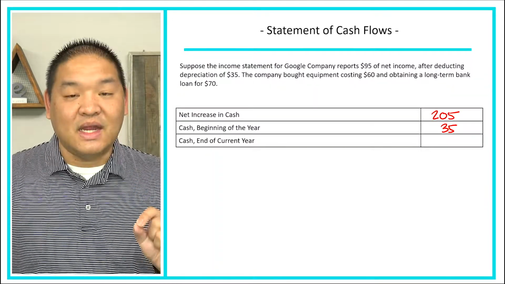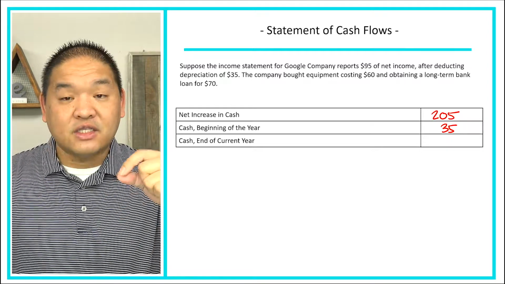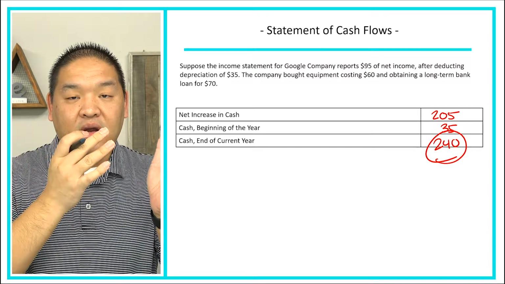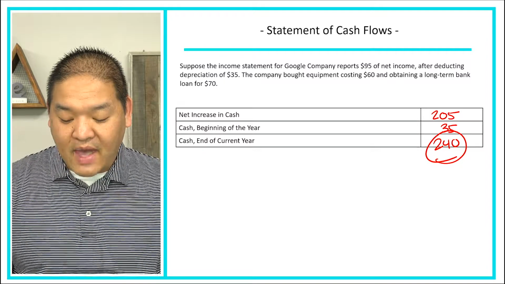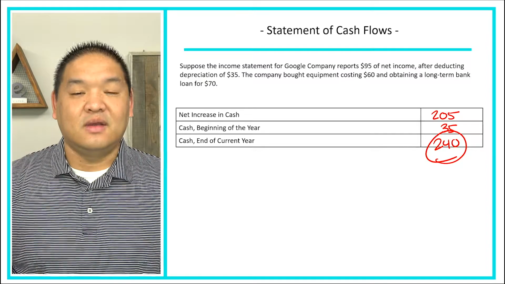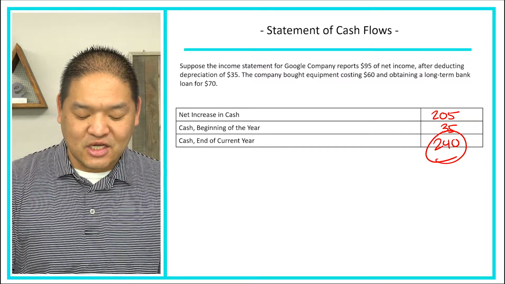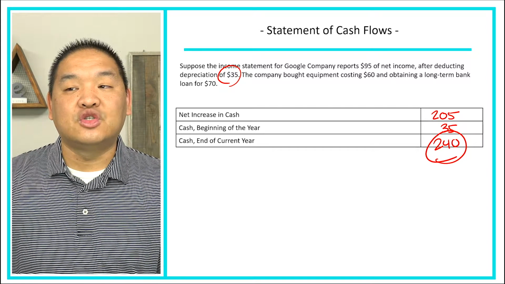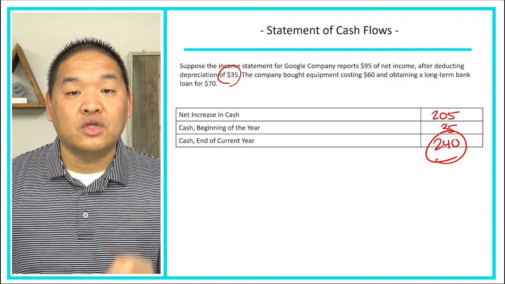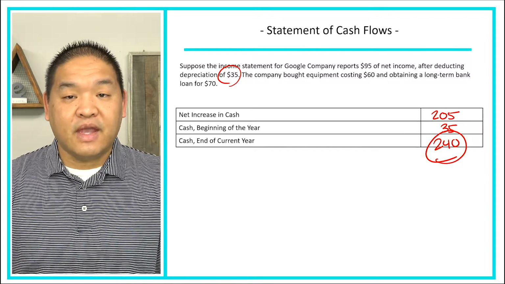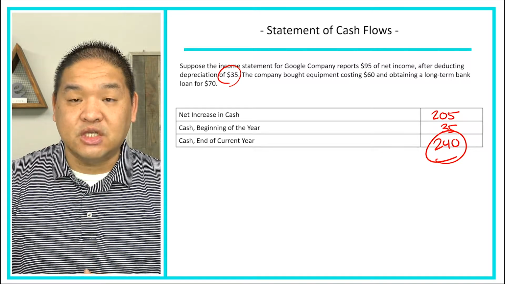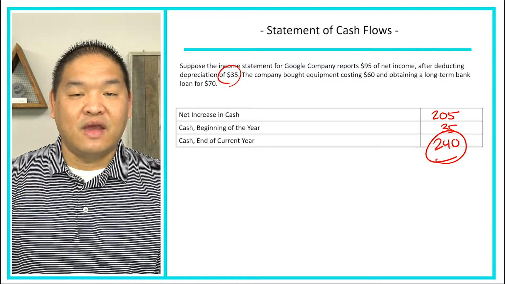All right. So cash beginning was 35. 35 plus 205 gets us 240, which matches what was on our balance sheet. So 240 matches. I didn't get 35 out of thin air. It came from the first screen, but I forgot. So $240 would be cash at the end of the period, which would match our balance sheet, which is what we're trying to do on the statement of cash flows. Our statement of cash flows is to reconcile the cash balance on the balance sheet. And it does perfectly with $240.